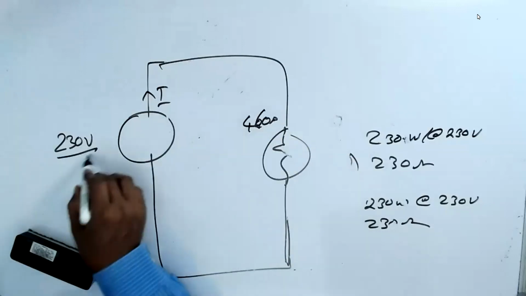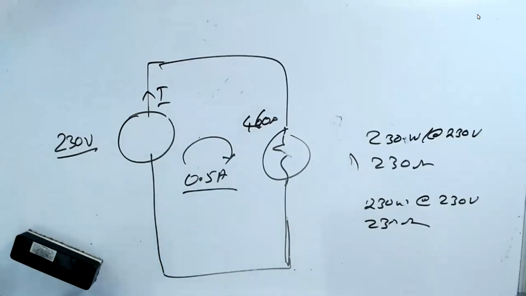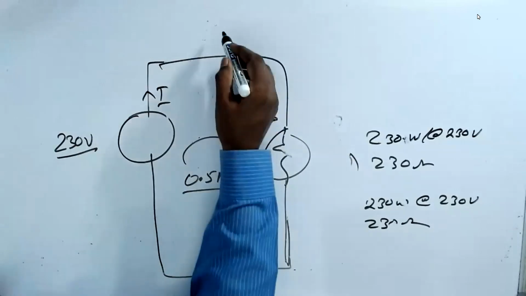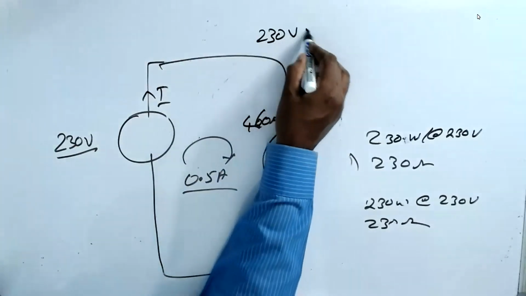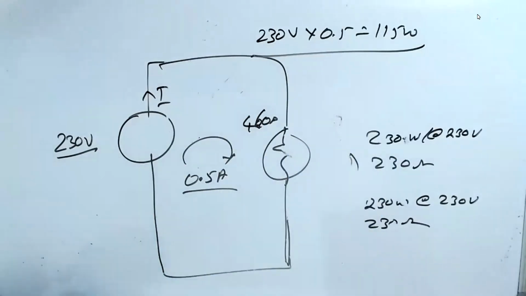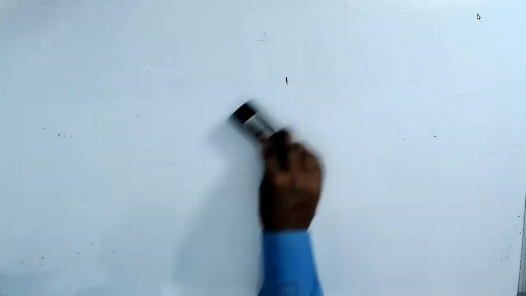We have 230 volt applied. So I is equal to 0.5 ampere. The power produced by the circuit is 230 volt into 0.5 ampere, which is equal to 115 watts. The total power. So understand that. If I ask you these questions, you need to be able to answer that.